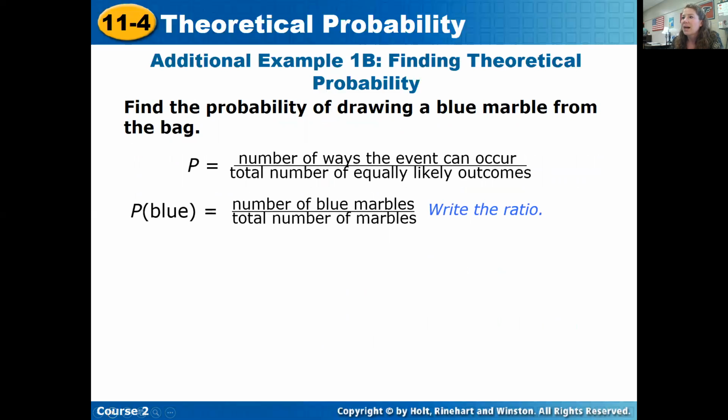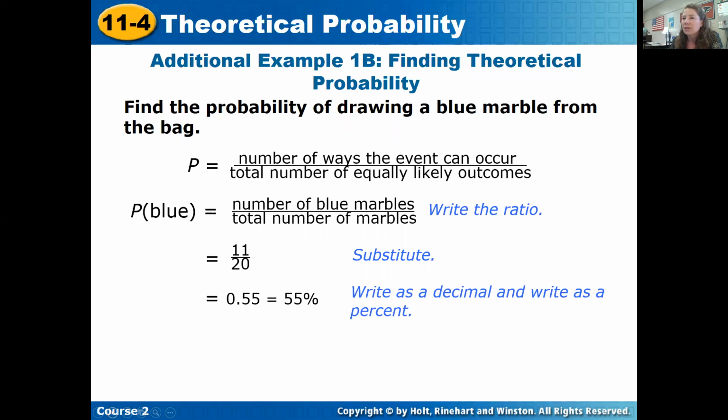Well, I forgot how many blue marbles were in the bag. So apparently 11, so 11 out of 20. So we'd have a greater chance of getting a blue marble than a clear one.